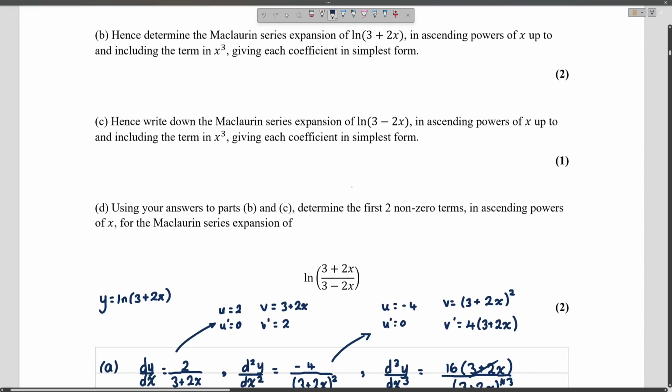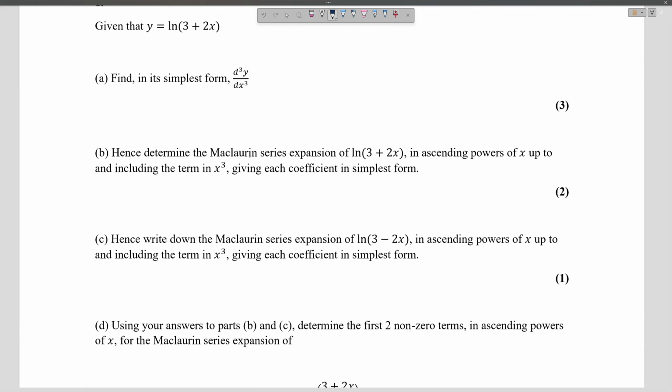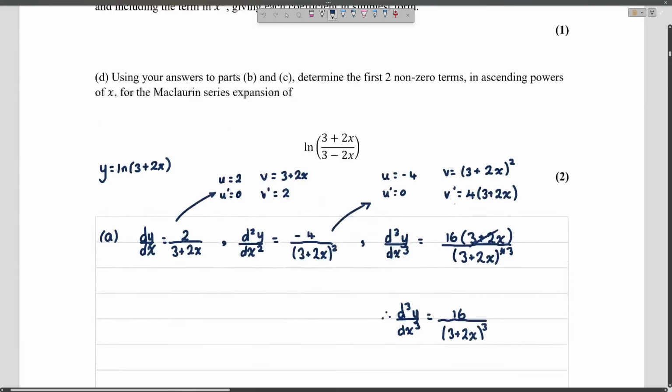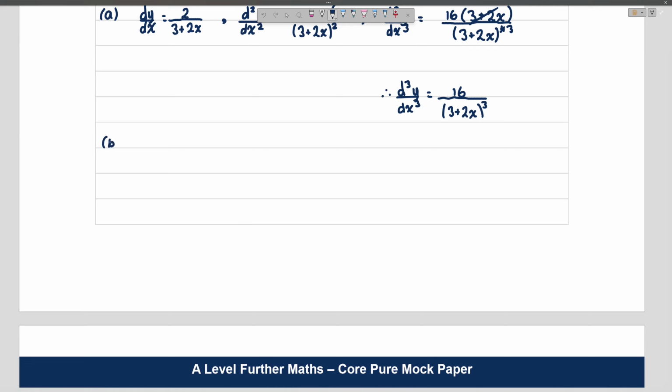Now for part B then, let's just quickly scroll up here and read this part of the question anyway. It just says, hence determine the Maclaurin series expansion of ln(3 + 2x). So just notice here, that's the exact same as what we were given for y, in ascending powers of x up to and including the term in x cubed, giving each coefficient in its simplest form. So part B here, this is just simply an application of the Maclaurin series expansion.